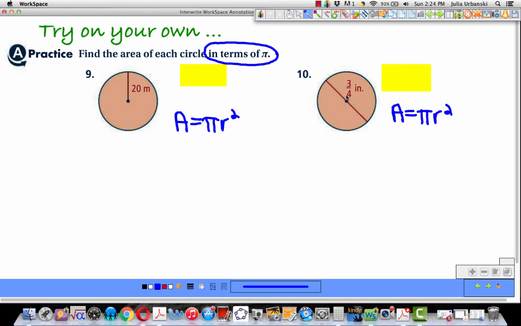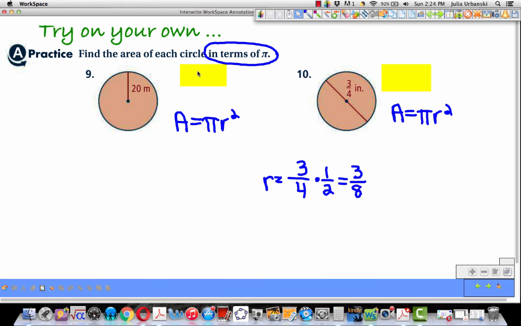But this is 3/4 going all the way across. We need to know the radius. The diameter is 3/4, but the radius is always half of the diameter. So it would be 3/4 times half. That's how you take half of something. So if we do that, across the top you have 3 times 1 is 3. Across the bottom is 4 times 2 is 8. So the radius you want to use right here is actually 3 over 8. Go ahead and try those and come back. After you hit pause, come back and then check your answers.